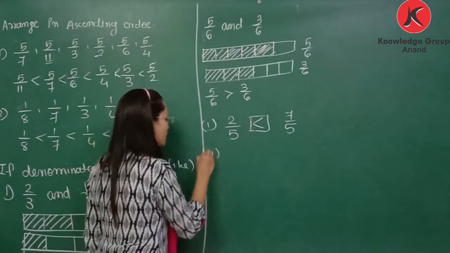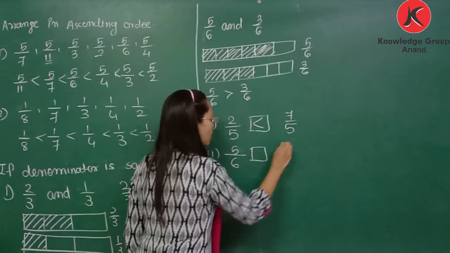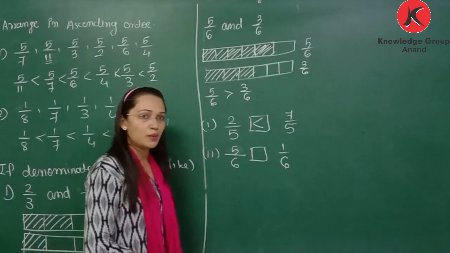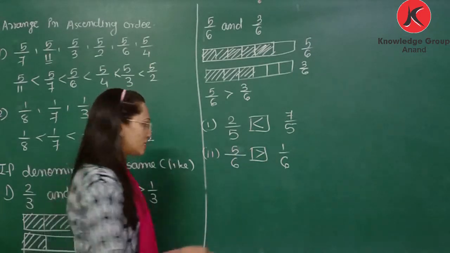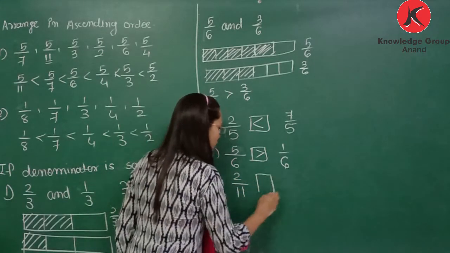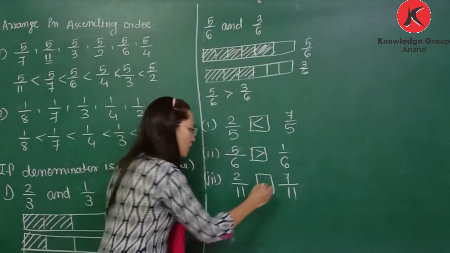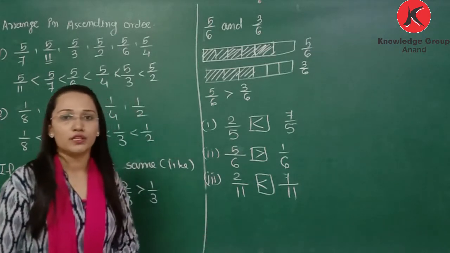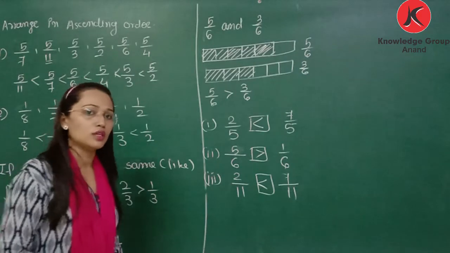Now let's take one more example: 5 by 6, 1 by 6. Now here which one is greater? The denominator is the same, meaning they are like fractions. So 5 is greater. That's why we have greater than. 2 by 11, 7 by 11. Now here which one is greater? 7 by 11. So whenever there are like fractions, you only check the numerator. The fraction with the greater numerator is greater.